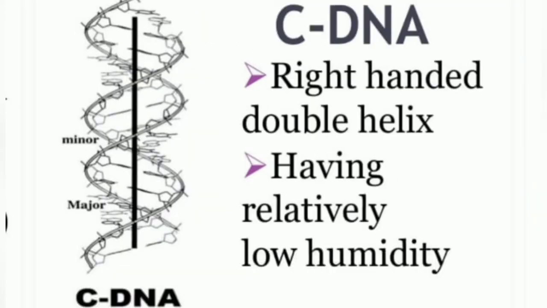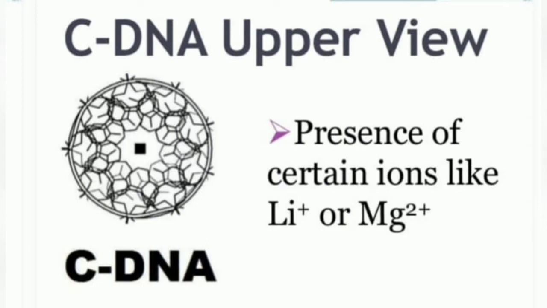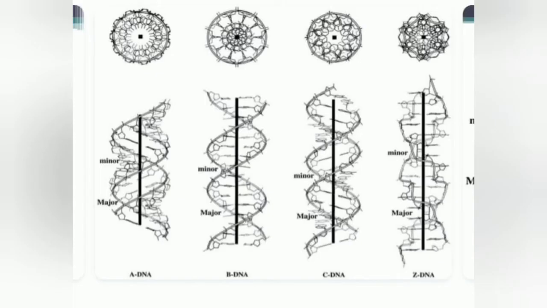Now come to C-DNA. C-DNA is a right-handed double helix having relatively low humidity, and the upper view of C-DNA is in the presence of certain ions like lithium or magnesium. So among the four types of DNA, A-DNA, B-DNA, and C-DNA are right-handed double helices, and Z-DNA is the only left-handed double helix, and their base pair along the axis and the diameter are different. You have to know the difference between these four types and remember it correctly.